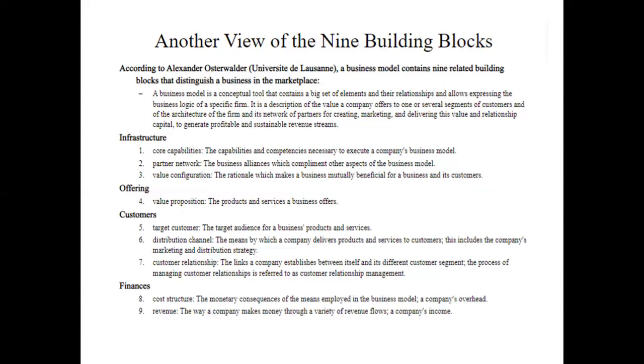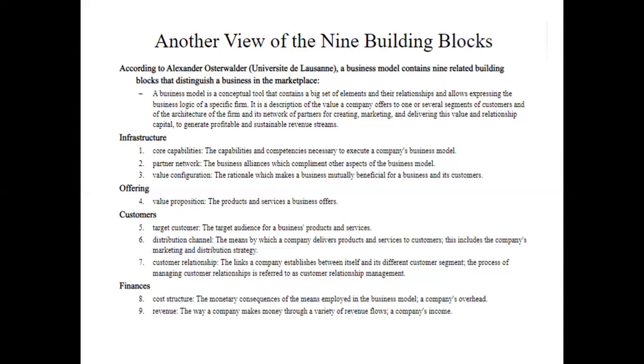Sixth one is distribution channels. That means by which a company delivers its products and services to customers. This includes the company's marketing and distribution strategy. Next, seventh one is customer relationships. These are the links a company establishes between itself and different customer segments. The process of managing customer relationships is referred to as customer relationship management.